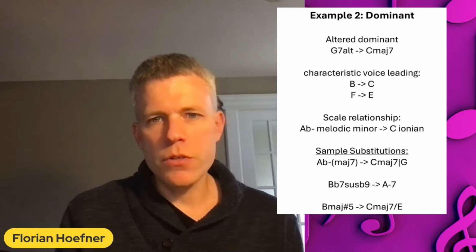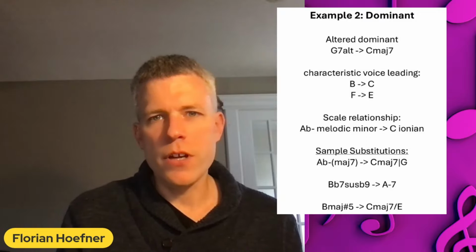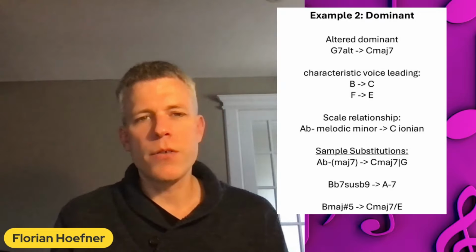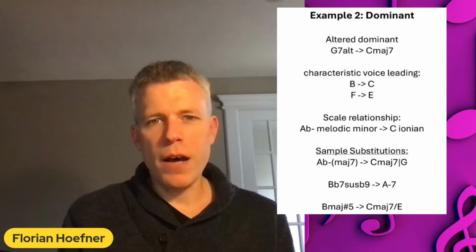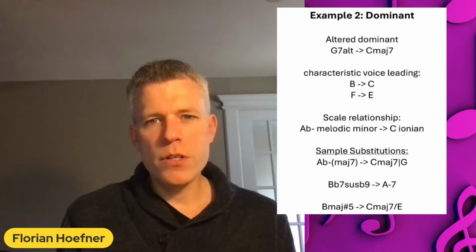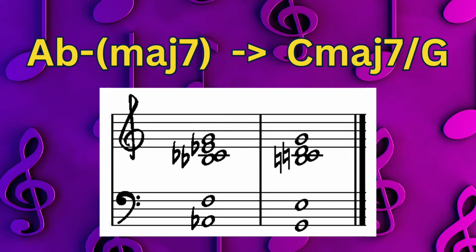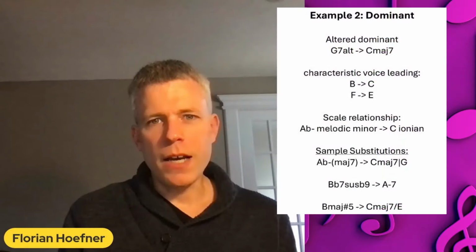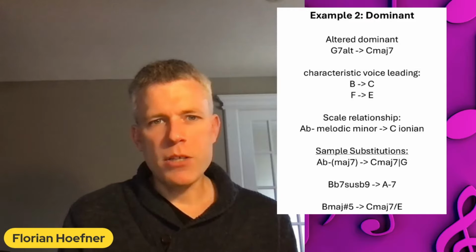I have a few substitutions here for you before we listen to those. Let's listen to the basic altered dominant going to the tonic, G7 altered going to C major 7. Okay, here are my chosen examples for substitutions. First, we're going from A flat minor major 7 to C major 7 over G. Again, this one creates a nice chromatic descending bass motion.